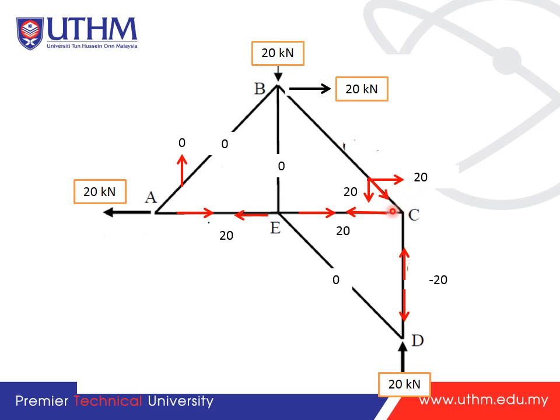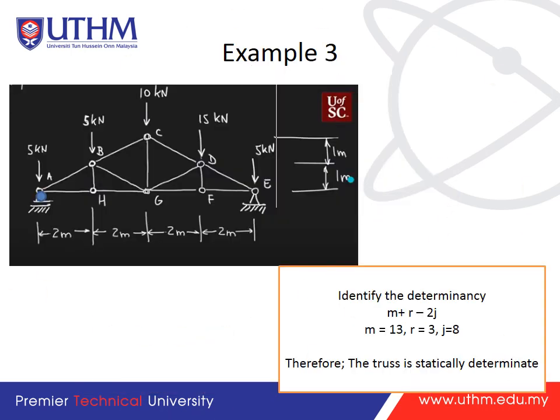Then we can find the values here will be 20 power of 2 plus 20 power of 2, square root, will be negative 28.28. So meaning that this one will be in compression member. Okay, so finish already using alternative. Okay, we try to look at the next one, the last example.